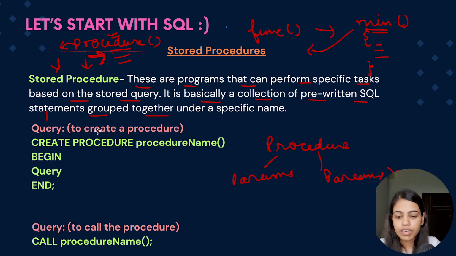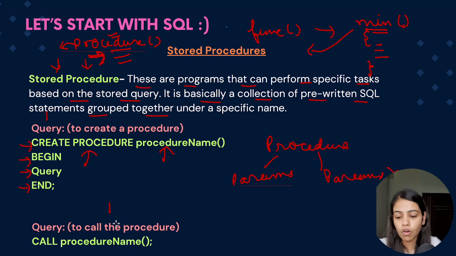So let's see the query and how we can create a procedure. We give create and then we give the procedure keyword. Then we provide the procedure name, and if there are any params we can provide them, else we can leave it empty. Then we give this begin, which tells that now the query is beginning. And then we provide the query, and then we provide this end, which basically tells that now the query has ended. Now the procedure with the name procedure name is created.